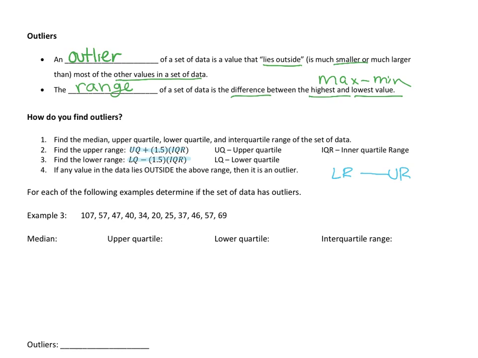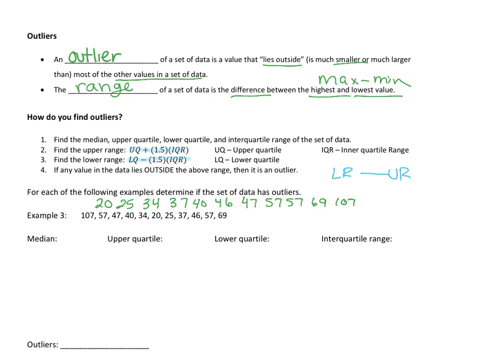All right, so let's give this a try. With the set of data, they want us to find the median, upper quartile, lower quartile, and interquartile range again. The first thing I have to do is put these numbers in order. I'm going to tell you how to do that just to save some time. So it's going to go 20, 25, 34, 37, 40, 46, 47, 57, 57, 69, 107.